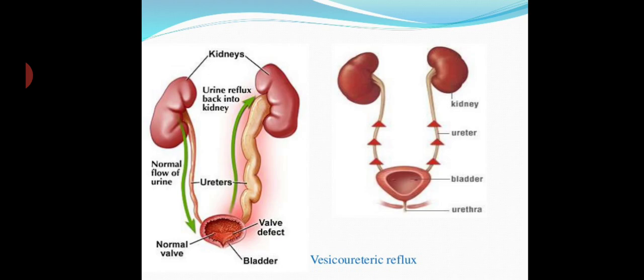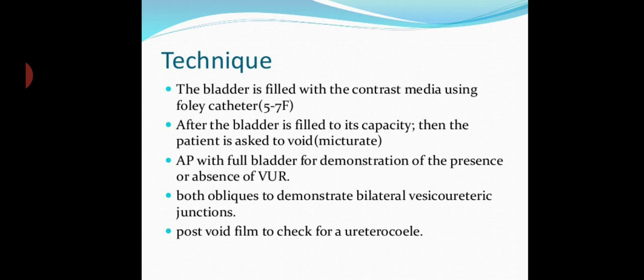So, what is vesicoureteric reflux? It is the backflow of urine into the ureter. This is the vesicoureteric reflux as described in the diagram. Technique. The bladder is filled with contrast media using Foley's catheter. After the bladder is filled to its capacity, then the patient is asked to void. AP with full bladder for demonstration of the presence or absence of vesicoureteric reflux. Both obliques to demonstrate bilateral vesicoureteric junctions, and post-void film to check for a urethrocele.